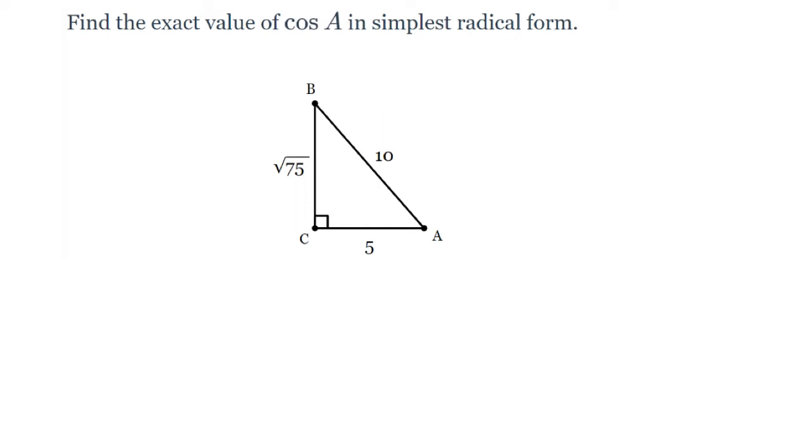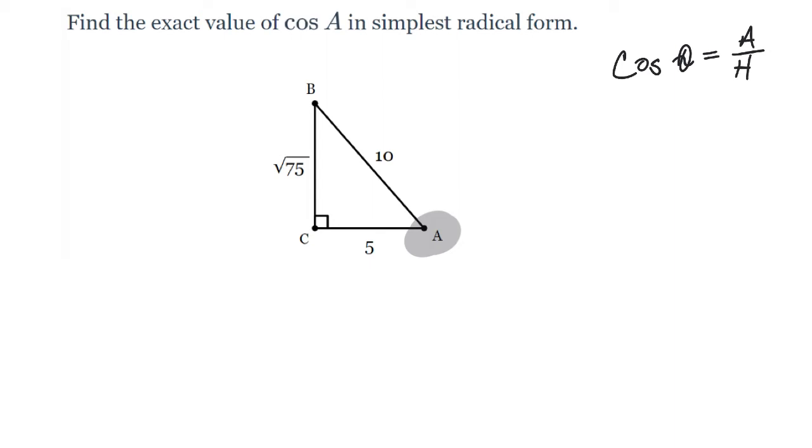We're going to find the exact cosine value, and we're going to simplify the radical when that applies. So in this case, we're looking for the cosine of angle A. So it helps if you label your angle, and then remember cosine is the ratio. Cosine of an angle is equal to the adjacent side over the hypotenuse.